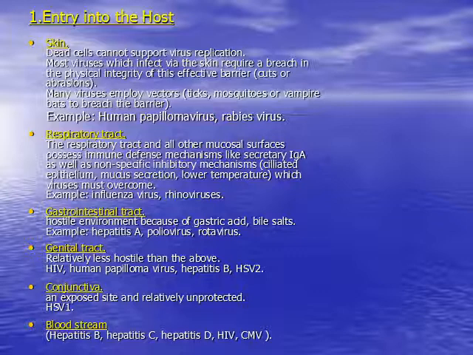Examples are HIV, human papilloma virus, hepatitis B virus, and herpes simplex virus 2. Other viruses enter through the conjunctiva, like herpes simplex virus 1. Some viruses enter through the blood directly, in the case of hepatitis B, C, delta agent, HIV, or even CMV, through contaminated blood or using a needle or other sharp object contaminated with the virus.